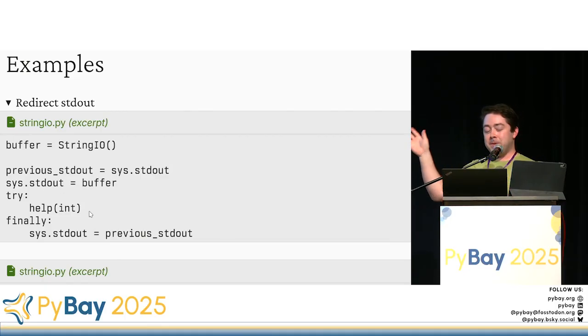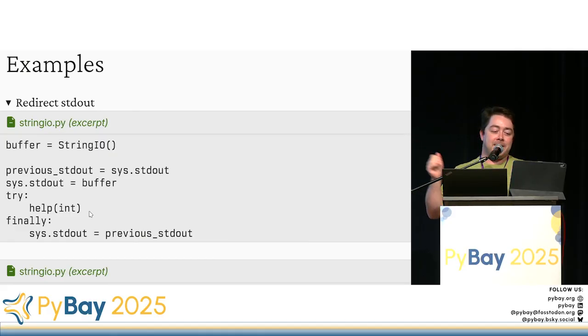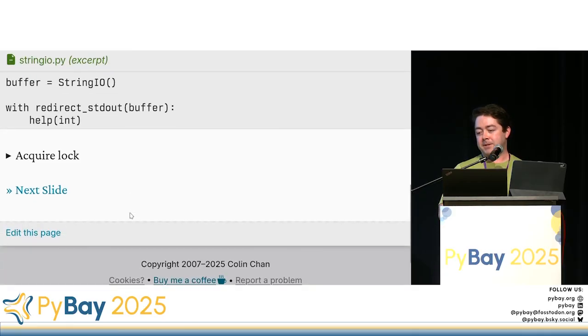So in this code, we temporarily are replacing sys.stdout with a StringIO object so that when the help function writes to standard out, we get it in a StringIO. And we're being careful to restore back to the previous value when we're done. So there's a context manager for that. This is actually in the standard library. There's a context manager called redirect_stdout. It's in the contextlib module, which we are going to talk more about later. But there's a way to do that.